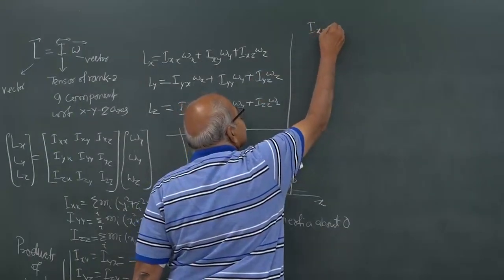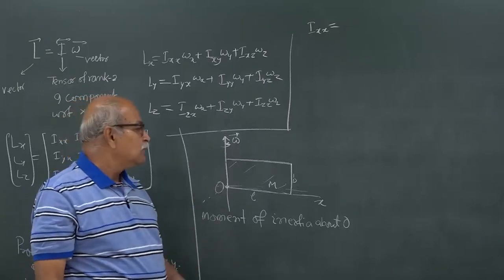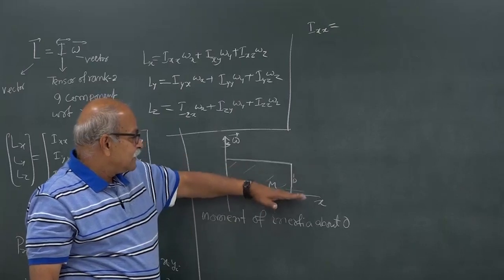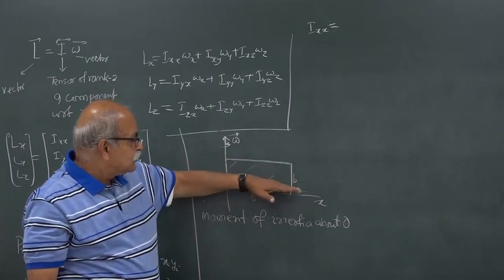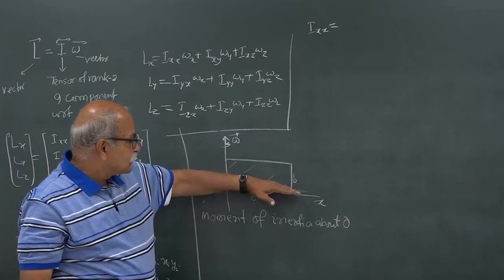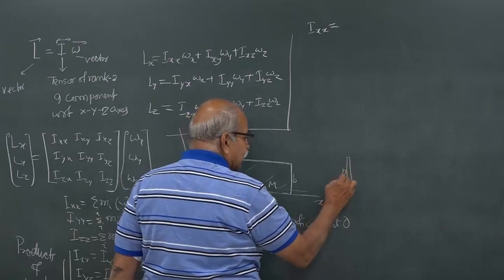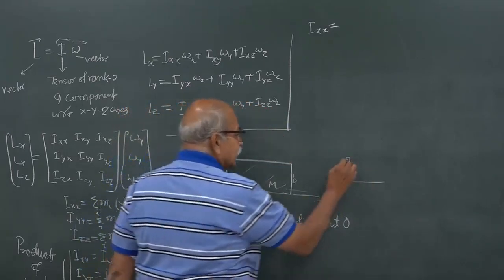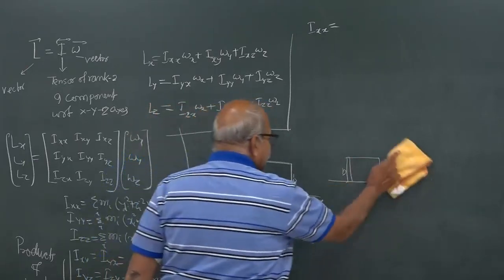What is Ixx? Ixx is the usual moment of inertia about the x axis. So, here is the x axis and here is the plate, and you know what it is, it will be m times b square by 3, correct. If you have a rod of length b and you need it about this line, it is mb square by 3, and the same is the formula if you extend it around the axis.